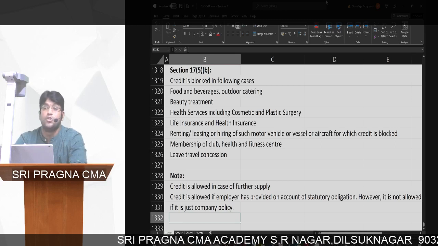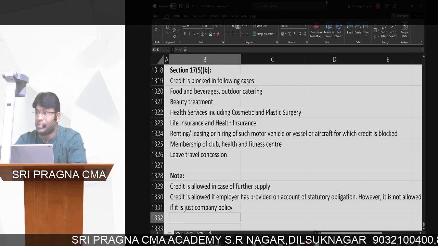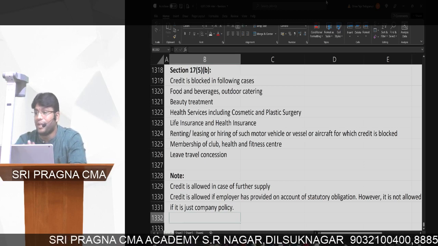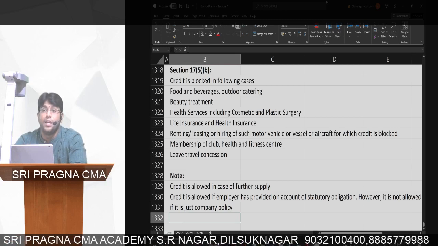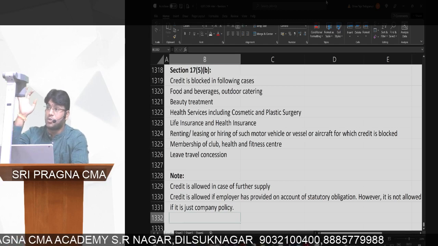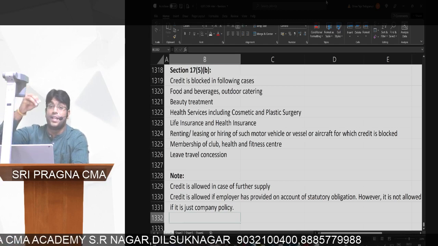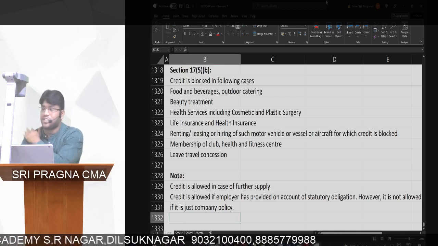So friends, what is 17.5 class A? Motor vehicle where seating capacity is not more than 13 persons including driver. 17.5 class A, vessels and aircraft. 17.5 class AB, insurance, repairs and maintenance related to such motor vehicle or vessel or aircraft where credit is blocked. 17.5 class B, so many points are there, very interesting and important.